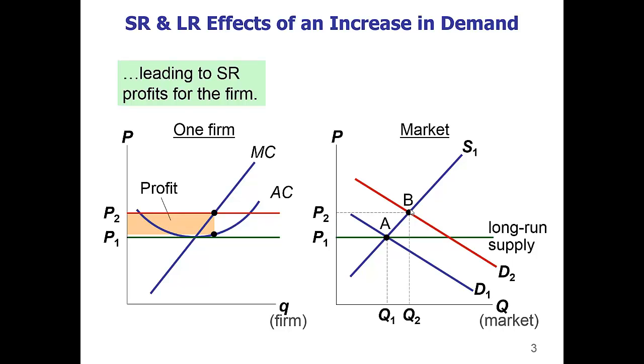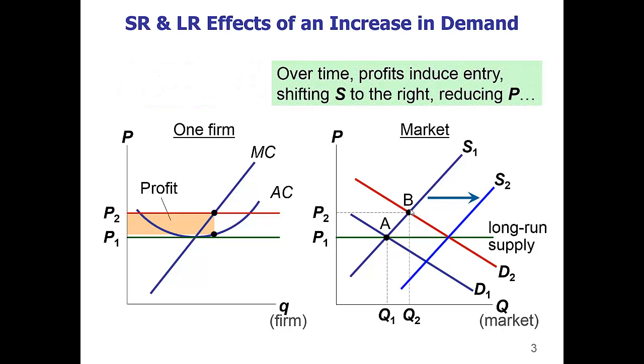If firms are earning economic profit, over time those profits induce entry, and that's going to shift the short-run market supply curve to the right, and that's going to reduce the market price from P2 back to the original price of P1. And notice that if you compare points A to C, you're comparing two long-run equilibrium points. And these 2 points are what map out the long-run supply curve.